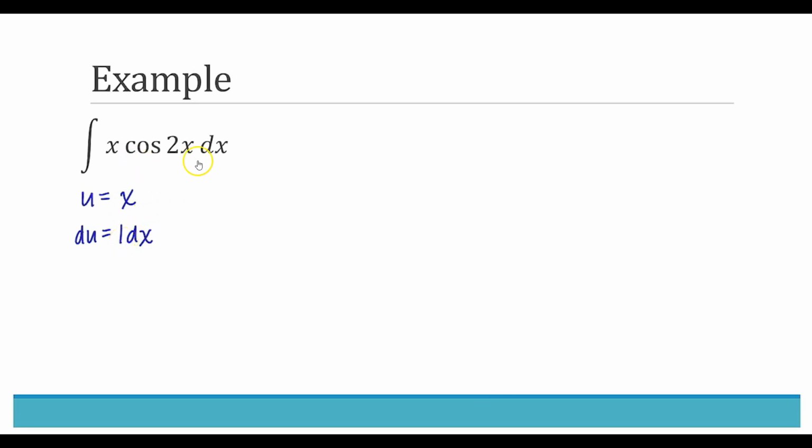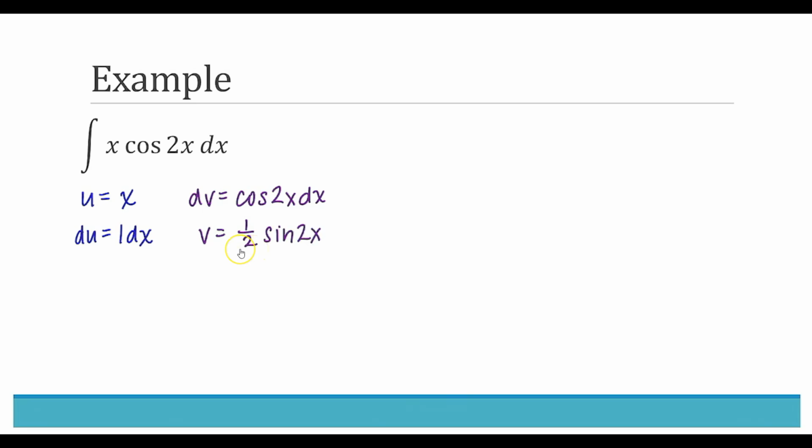And that leaves the other part of the product to be my dv. So my dv is cosine 2x dx. And this should be a function that can be easily integrated. So we can find the antiderivative, or the integral of cosine 2x dx, to get back to v. So that would be 1/2 sine 2x.